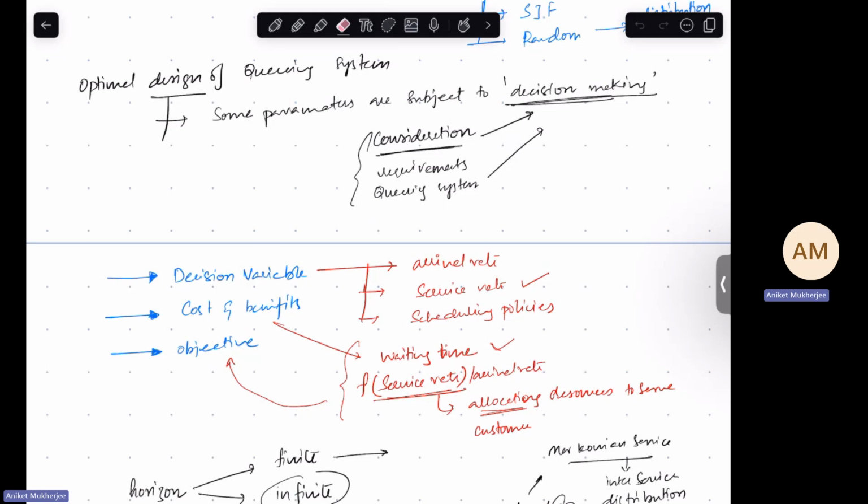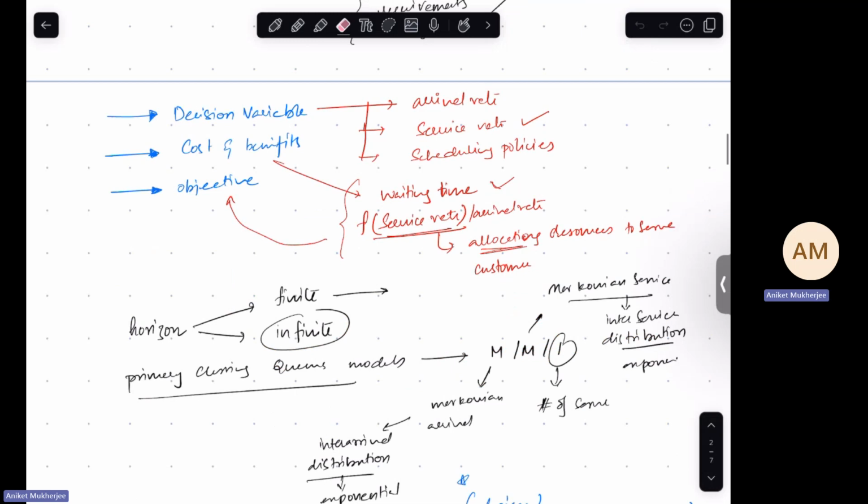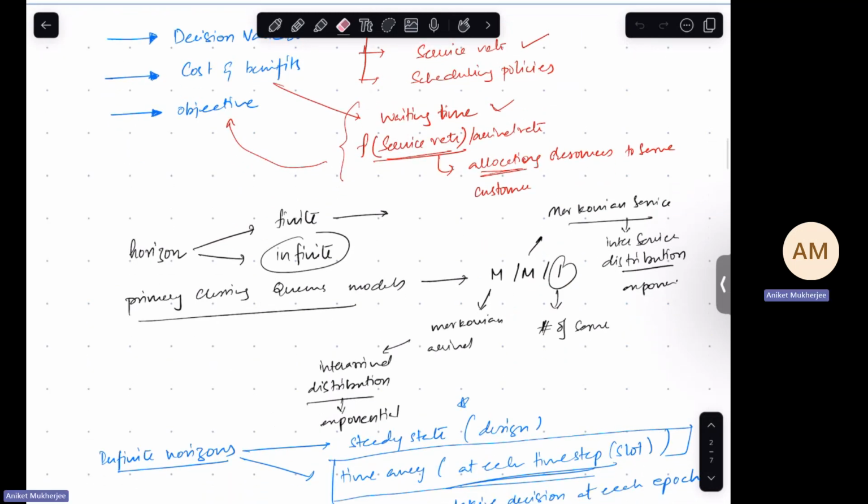In the dynamic decisions case, what we'll do is we'll time slot the whole process, and at each slot a random number of arrivals would occur, where the random number is modeled by a Poisson random variable, right? Next, you could look at it for a finite horizon or infinite horizon. We'll be mostly looking at infinite horizon.